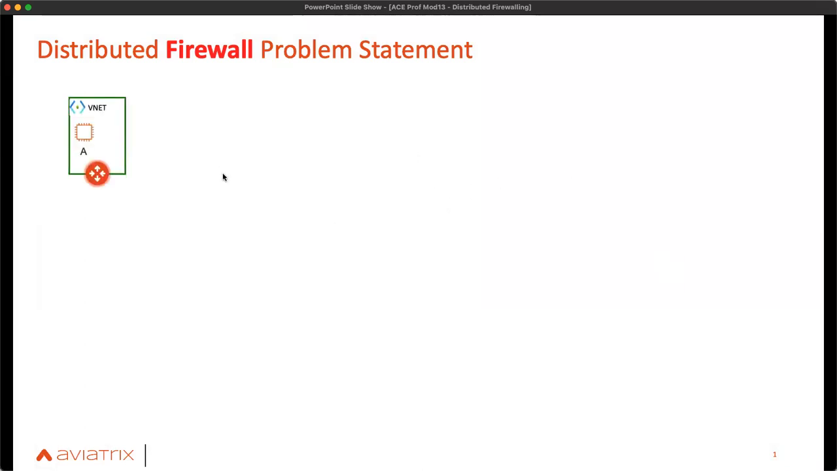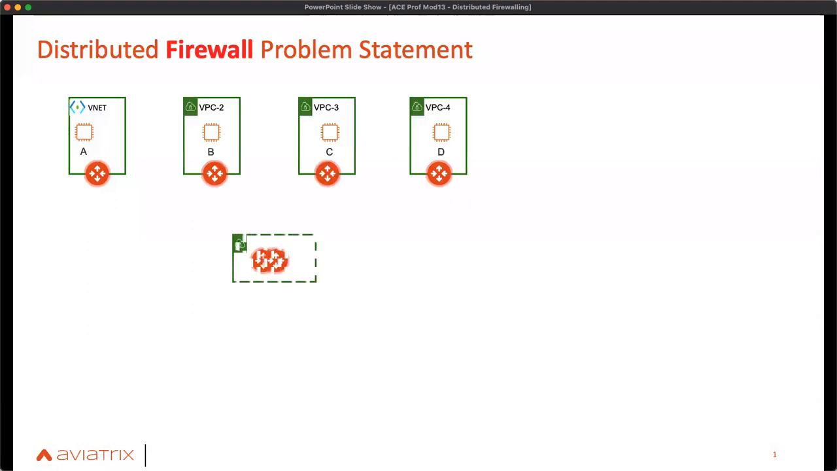Again, just bear with me while I go through this example. Let's assume that you have a VNet with a workload. Obviously, a VNet will have hundreds of workloads, but I just put one for symbolic reasons, for diagramming purposes. And then you have some VPCs in AWS, which have B, C, and D.